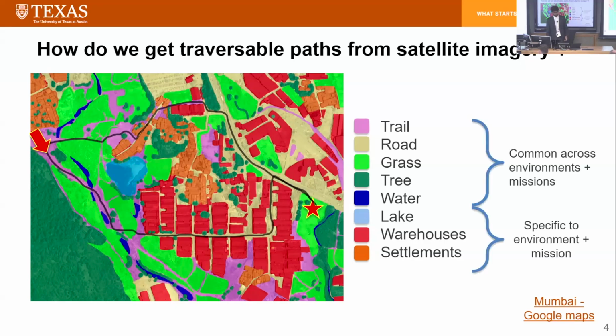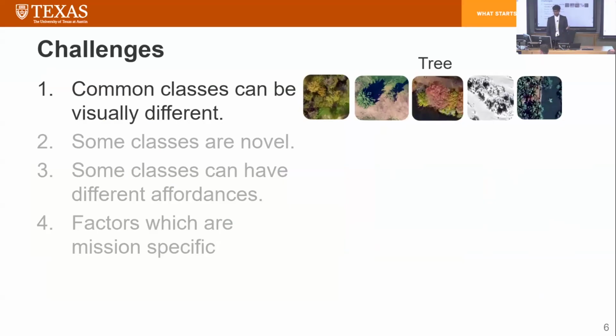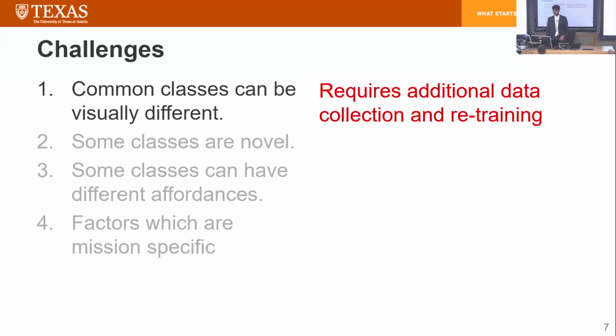Looking into the semantic classes, there are some which are common across all environments, and some which are very specific to the environment and mission. So we have four challenges. The first challenge is that there are some common classes, but these differ visually from environment to environment. A tree in Austin will be very different from a tree up north, in a snow-clad mountain, or a tropical area. This requires additional data collection and retraining.